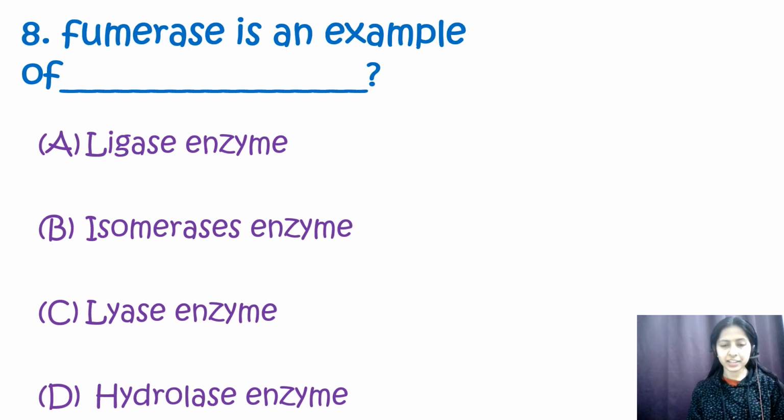Number 8. Fumarase is an example of option A ligase enzyme, option B isomerase enzyme, option C lyase enzyme, and option D hydrolase enzyme. So the correct option is option C, that is lyase enzyme. Lyases are the enzymes that catalyze the cleavage of a chemical bond by means other than hydrolysis or oxidation. Whereas isomerase enzyme is a type of enzyme that catalyzes the conversion of a molecule from one isomer to another isomer. And ligase and hydrolase enzymes we just discussed. So here the correct option is option C, that is lyase enzyme.